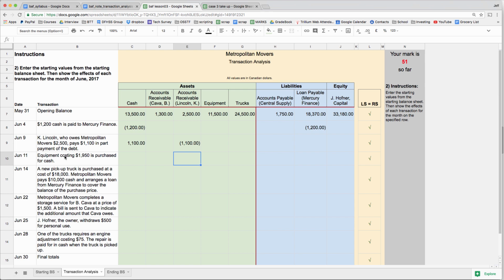June 11th, equipment costing $19.50 purchased for cash. Okay. So if we bought it with cash, what do I have more or less of? Well, I must have less cash. $19.50 less, in fact. Right? So what do I have more of? Well, I bought equipment, so I must have more equipment. The equipment is worth what I paid for it, right?